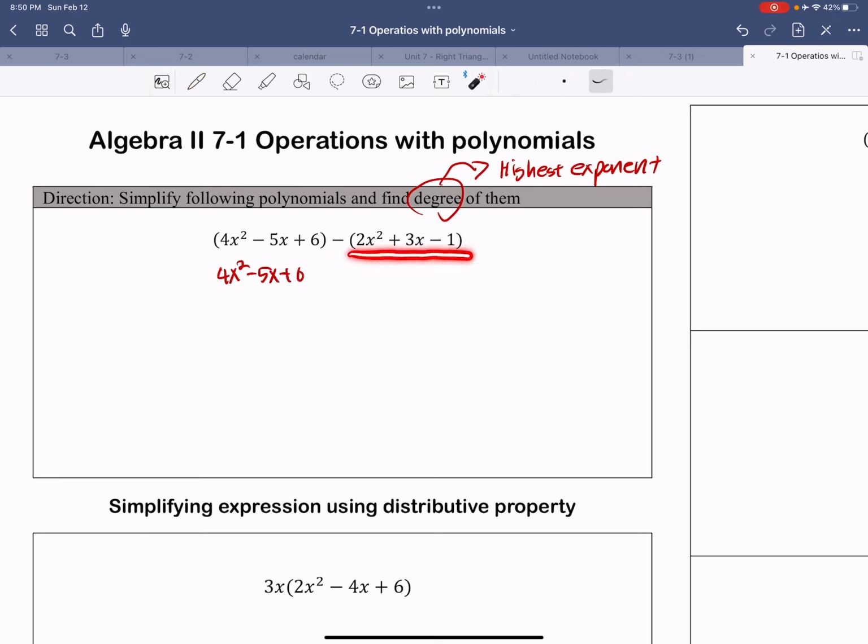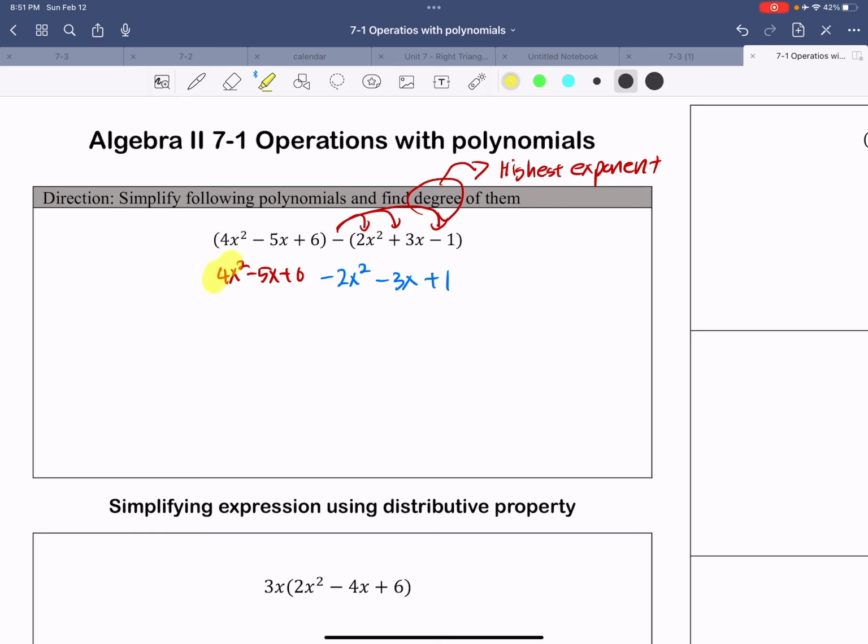But this parenthesis, on the other hand, we have a negative sign here. So what we have to do is distribute this. So I will get negative times 2x squared is negative 2x squared. Negative times positive 3x is negative 3x. Negative times negative 1 is positive 1. And now let's simplify further.